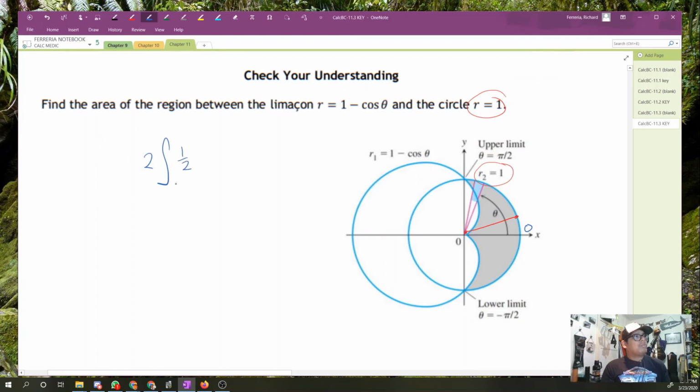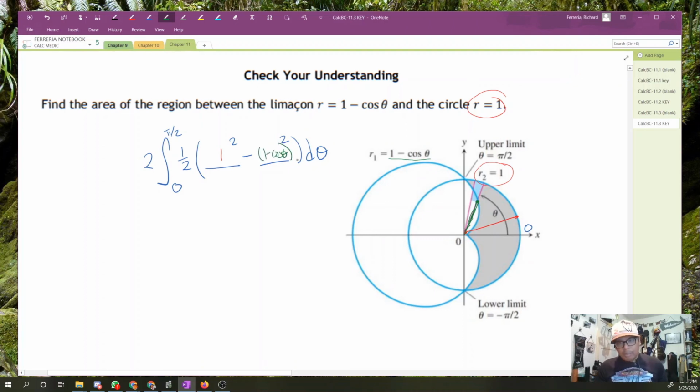Two times the integral from 0 to pi halves. So I've got everything set up. That outer radius that we talked about, that was 1. Now the inner radius is going to be, well, let's draw that. I'm going to go ahead and put it here. That's going to be this, starting from the pole over to the beginning of the region. That is the equation of the limaçon, and the limaçon is this one right over here, 1 minus cosine theta.